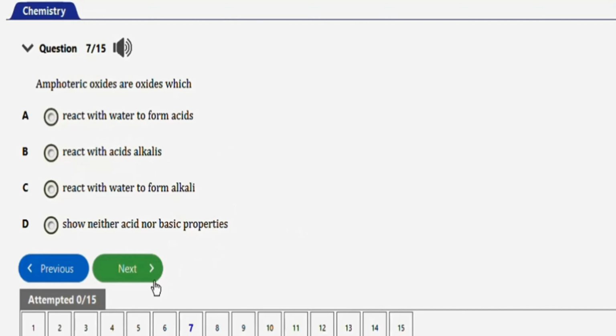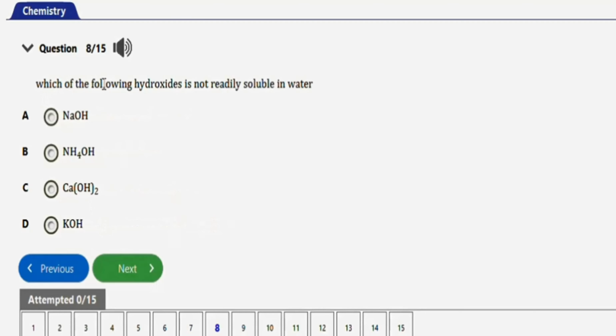Okay, so the next question will be this one. It says, which of the following hydroxides is not readily soluble in water? We have sodium hydroxide, which is a strong base and ionizes completely in water. We have potassium hydroxide, which is also a strong base. We have ammonium hydroxide, which is also said to ionize completely in water. And we have calcium hydroxide, which is a weak base. So the right option is option C, calcium hydroxide. It will not readily be soluble in water.